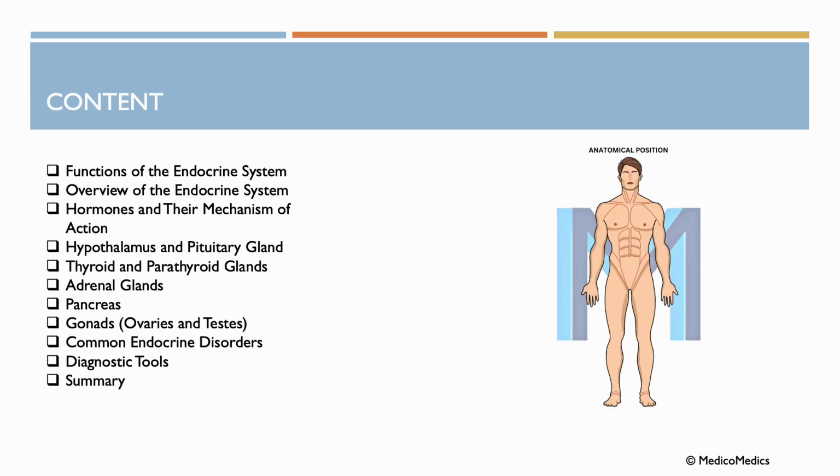In this lecture, we will focus on the functions of the endocrine system. We will discuss hormones and their mechanisms of action, mention the hypothalamus and the pituitary gland, the thyroid and the parathyroid glands. Furthermore, we will talk about the adrenal glands, the pancreas, our gonads, and mention some common endocrine disorders, some common diagnostic tools, and end with a summary.